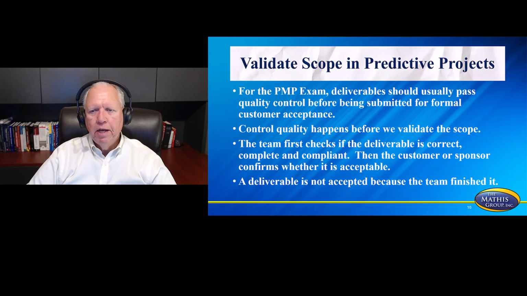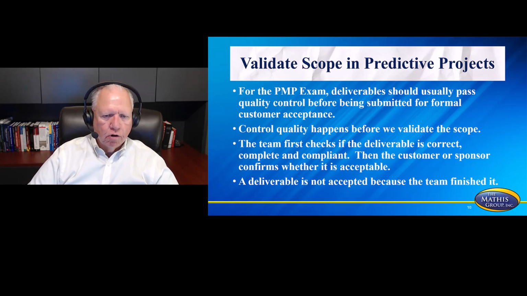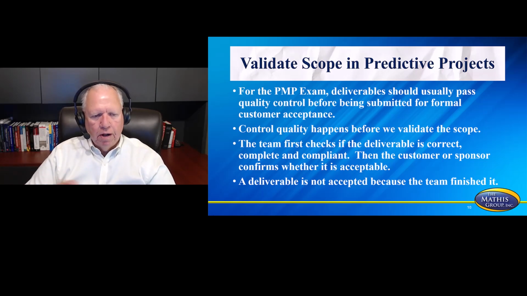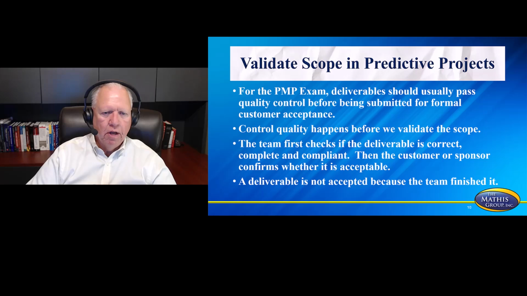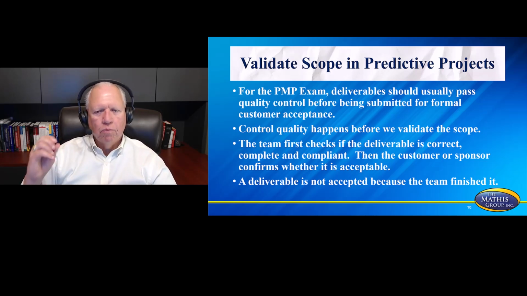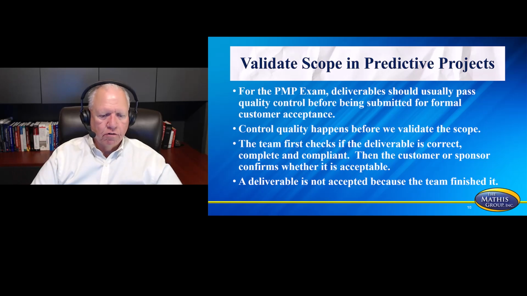For the PMP exam, deliverables should usually pass quality control before being submitted for formal customer acceptance. Control Quality happens before we validate the scope. The team first checks if the deliverable is correct, complete, and compliant. Then the customer or sponsor confirms whether it is acceptable. The reason for this is you want to make sure that what you're showing the customer is going to work and is meeting the quality standards. So a deliverable is not accepted because the team finished it. It's accepted once the customer looks at it and says, this is right.